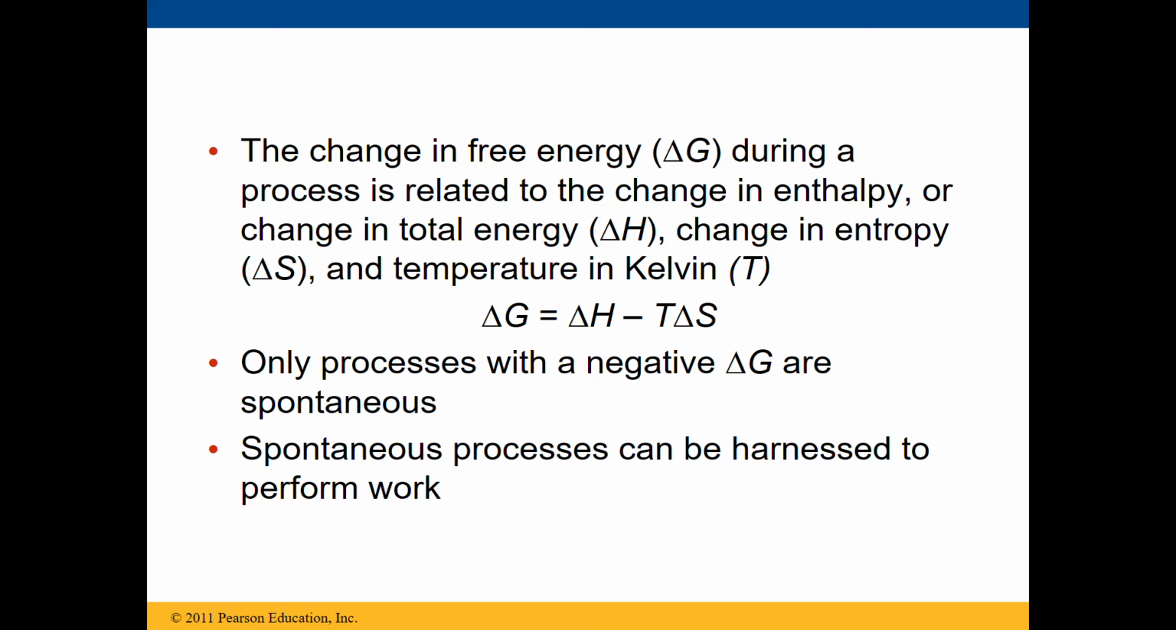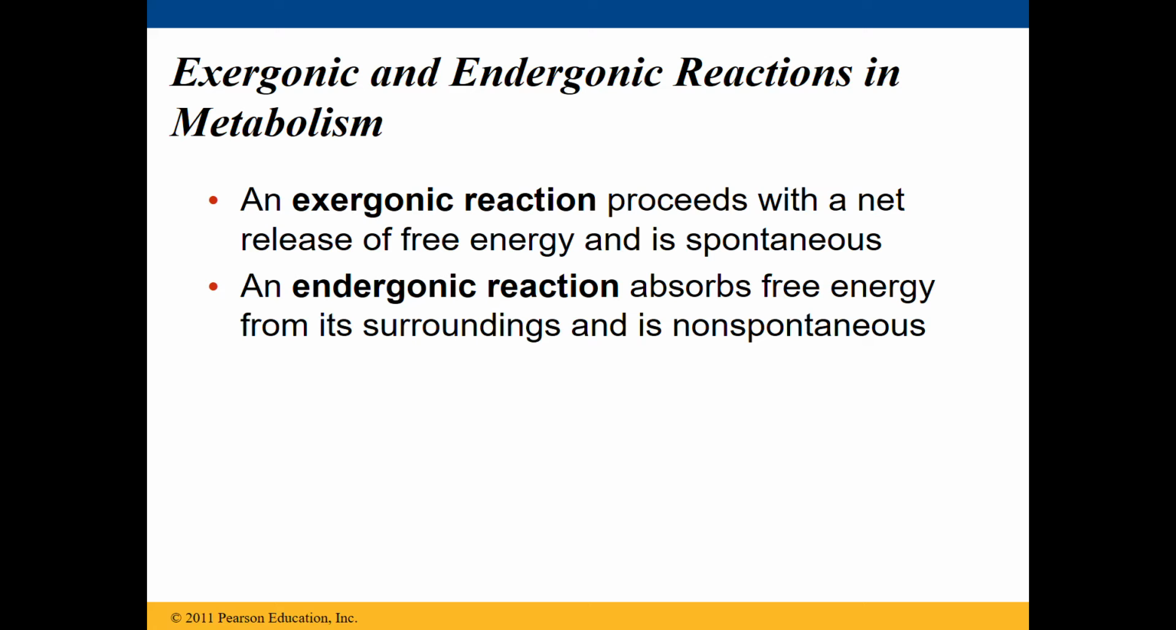You should know that if a process has a negative delta G, it's going to be spontaneous. It'll happen without a net input of energy. So spontaneous processes are the processes that can be harnessed to do work. Those spontaneous processes tend to be called exergonic reactions. An exergonic reaction proceeds with a net release of free energy. So I always think EX, like exit. Energy is going to exit the reaction.